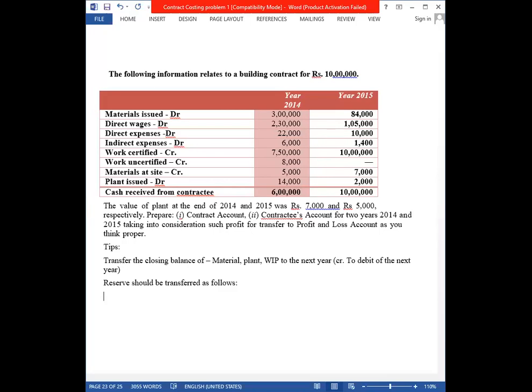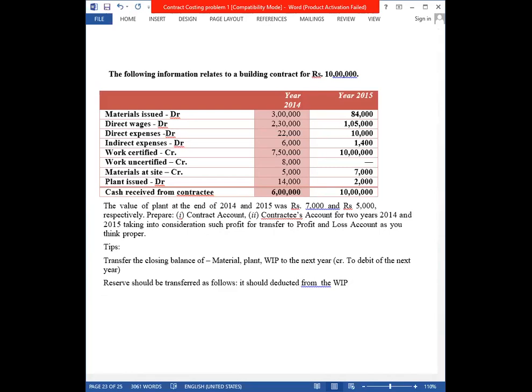Generally reserve is shown in the debit side and you have to show it in the credit side. Instead of showing it in the credit side, it should be deducted from the work in progress. Work in progress you are showing in the debit side anyway. From that, this reserve you have to minus. That's it. This is the tip you have to follow when you are preparing the next year contract account.